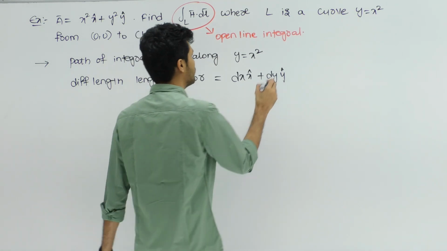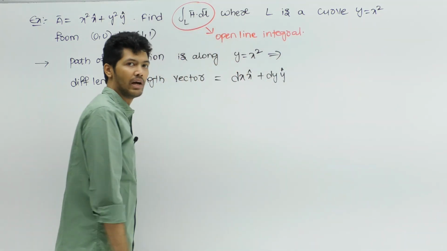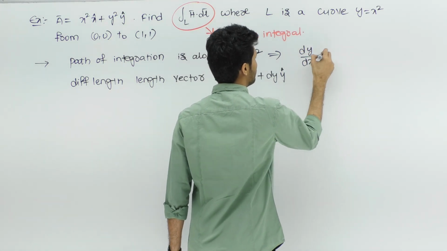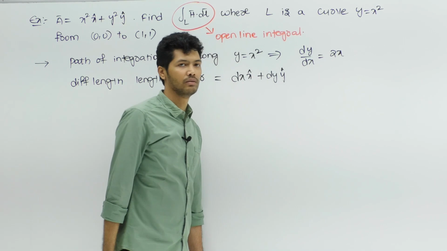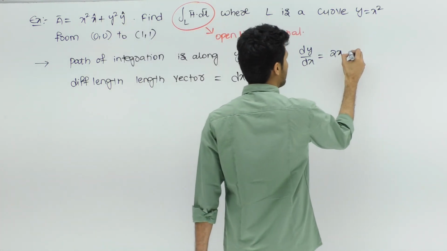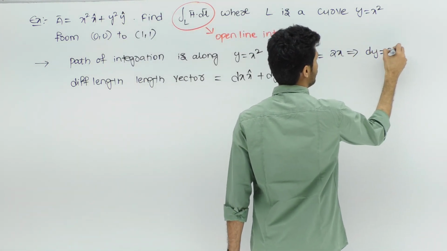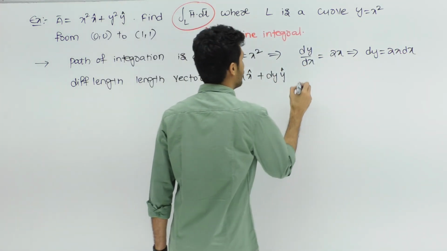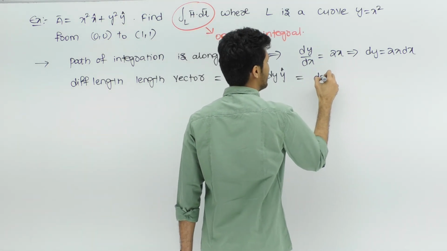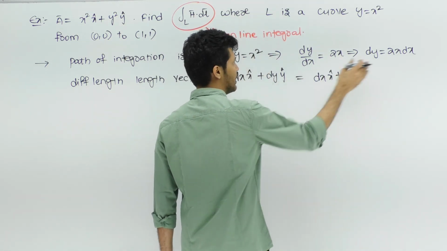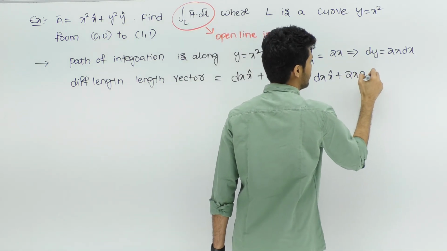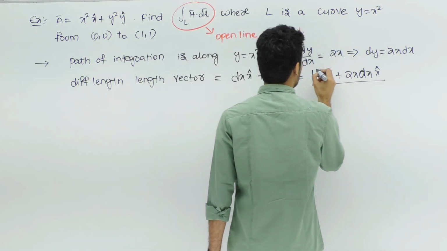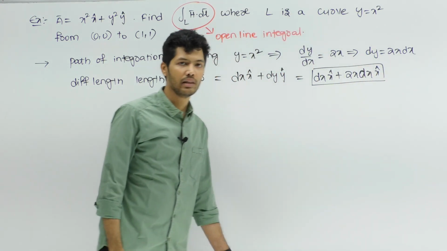For that, we will differentiate this function with respect to x. Whenever you differentiate y with respect to x, what do you get? dy by dx is equal to 2x. So from this, can we write dy is equal to what? dy is equal to 2x dx. So we can write this vector as dx x cap plus dy, and dy can be written as 2x dx y cap. So this is what we have regarding the differential length vector for us.